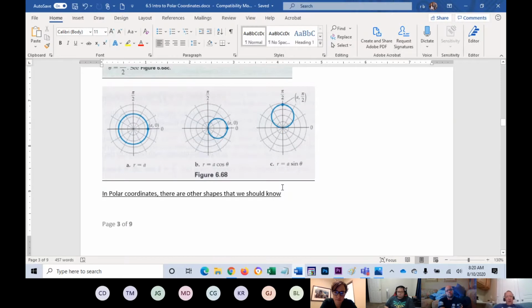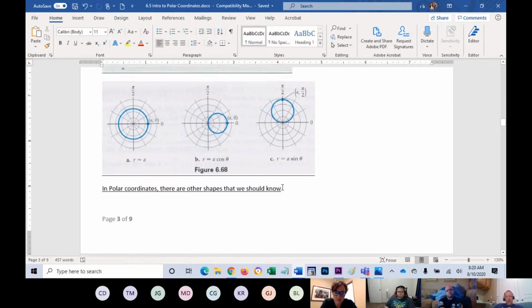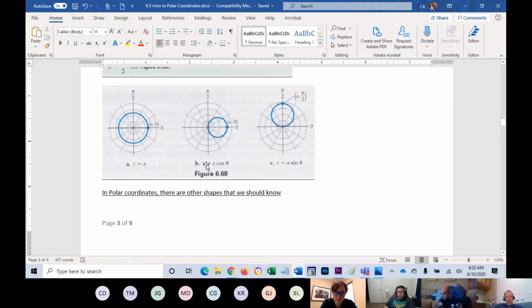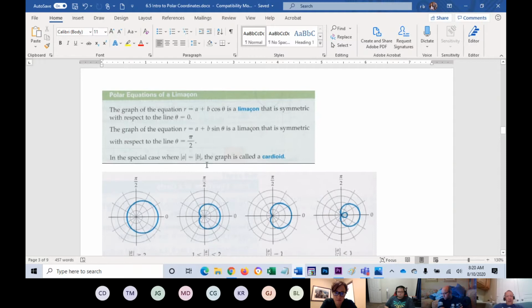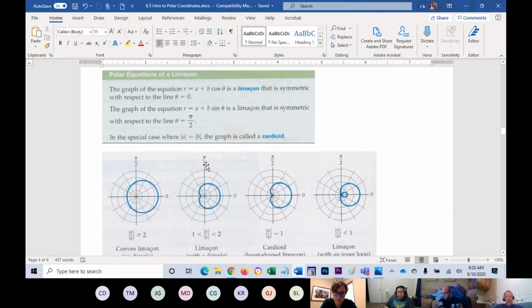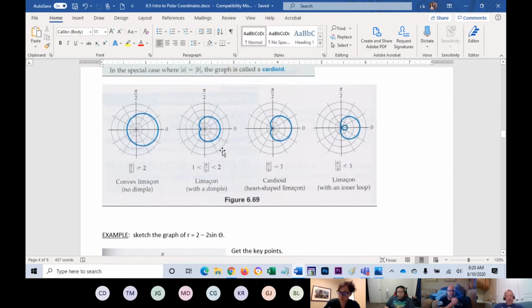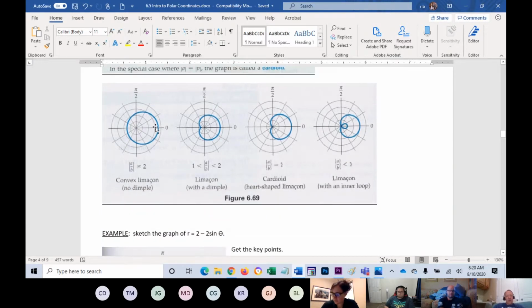All right. So in polar coordinates, there are other shapes that we should know. We've gone over straight lines and we've gone over circles. Now, these are some other shapes that we're going to need to know. We need to know a limaçon. In fact, I'm going to do this before I go over the definitions. So we've got a convex limaçon. You can see that this looks like a circle. It has no dimple. A limaçon with a dimple is going to be shaped like this.